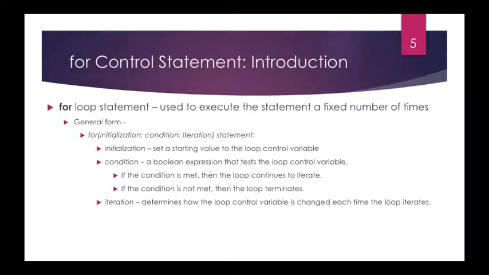The initialization block sets a starting value for the loop control variable. The condition is a Boolean expression that tests the loop control variable. If the condition is met, then the loop continues to iterate. If the condition is not met, then the loop terminates. The iteration block determines how the loop control variable is changed each time the loop iterates.